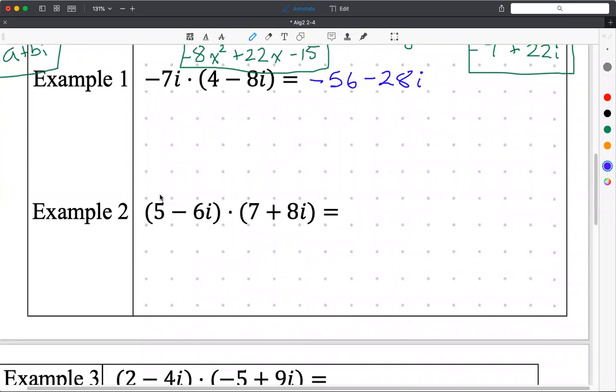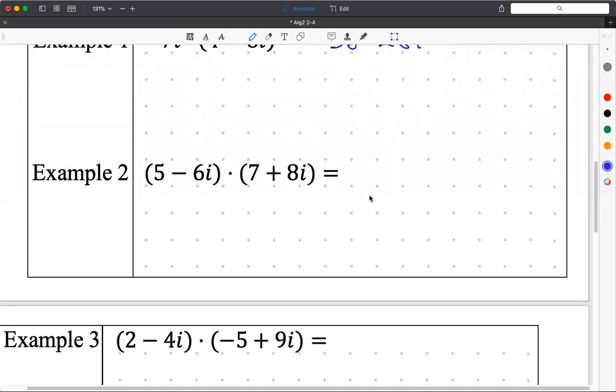Who wants to tell me their answer for number 2? Jade. 83 minus 2i. 83 minus 2i. Give me a thumbs up or thumbs down. You can do a closed fist if you didn't quite get there yet too. Everyone should be holding up something in their camera. There it is. Thumbs up. Nice. All right, cool.